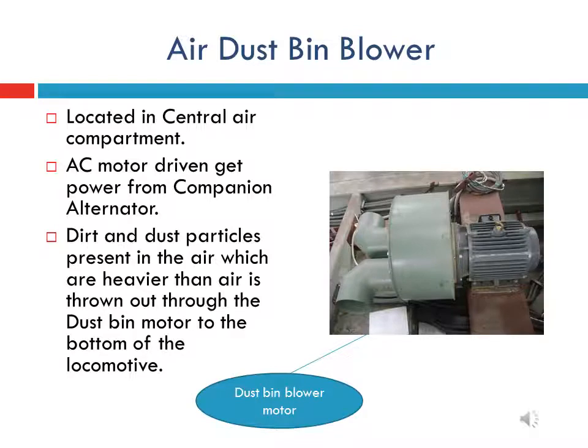Air dustbin blower. As explained in previous slides, in the cyclonic filter, dust particles are carried to the dustbin and removed by the dustbin blower and thrown out from the locomotive. In this slide, the dustbin blower is being explained. This dustbin blower is driven by an AC motor and gets power from the companion alternator.